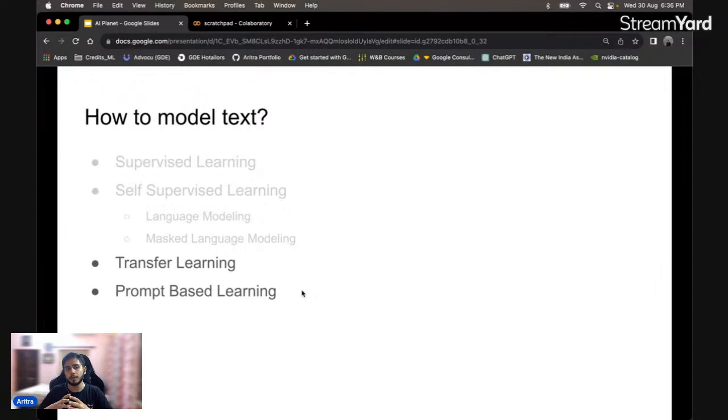So say for example, you have a very big pre-trained model and you want to fine tune it on, say, sentiment classification or maybe question answering. So these are specific tasks that you can transfer your knowledge to.